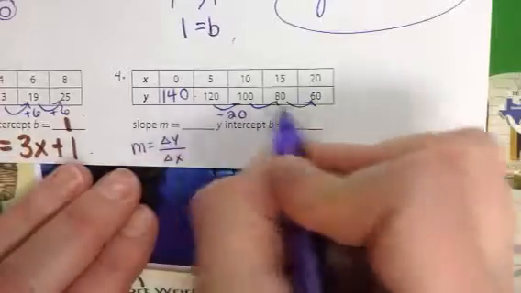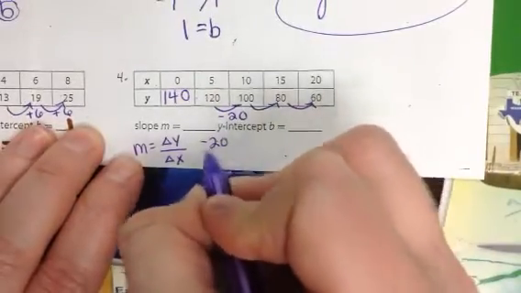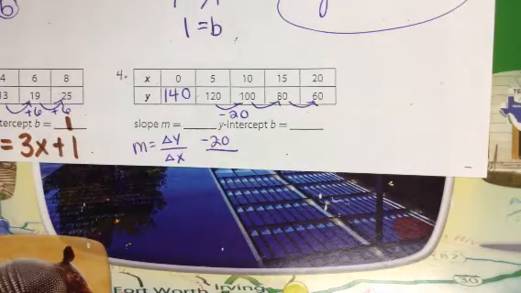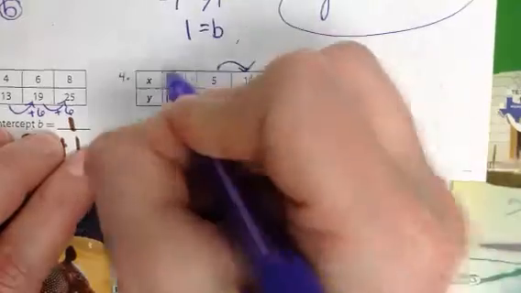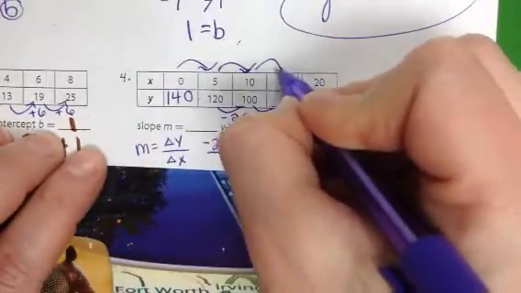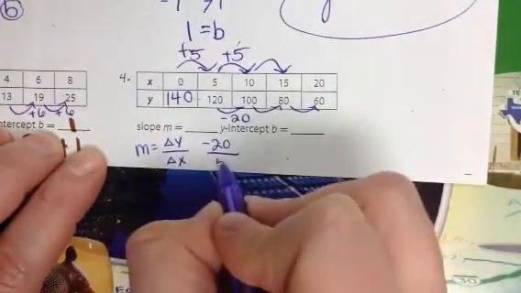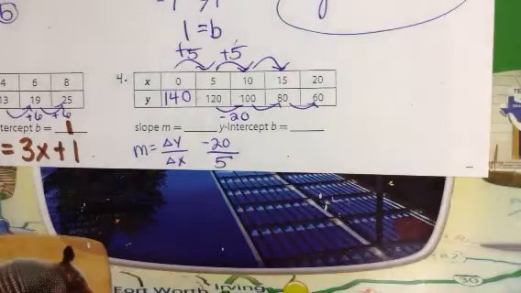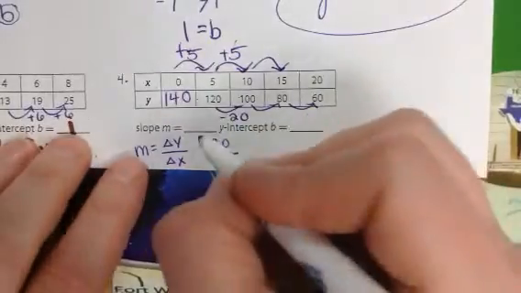Okay, so I already labeled on the bottom that the change in the y values right here was a negative 20. Make sure you do include the sign. If they were subtracting, I need that negative value. The change in the x values is adding 5. So I'm going to put a positive 5 on the bottom. You always want to reduce your slope. So negative 20 divided by 5 is negative 4.